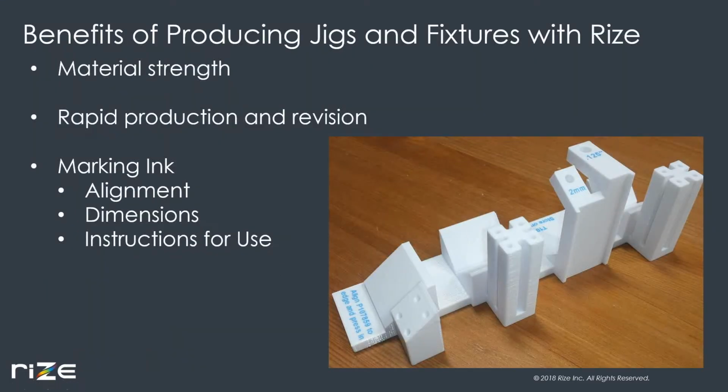So why RIZE? One is the material that we have, called Rizium. It has superior material strength. One of the benefits of doing jigs and fixtures in 3D printing is you can customize things fast, as well as revise components very quickly.